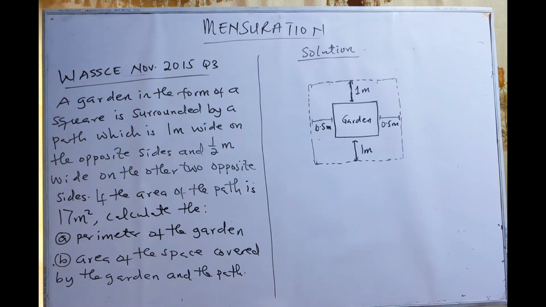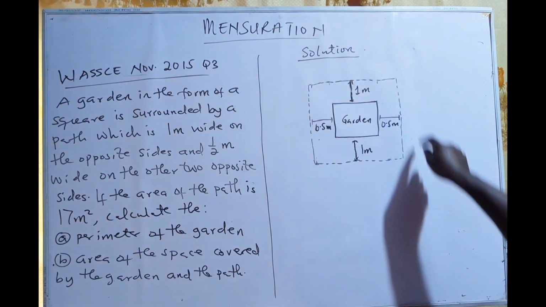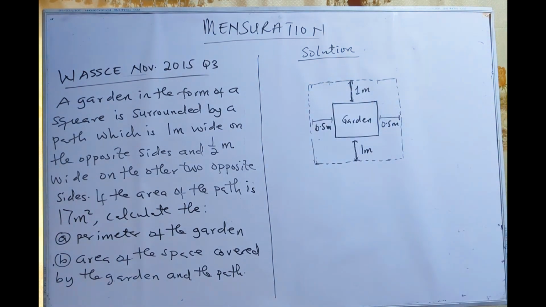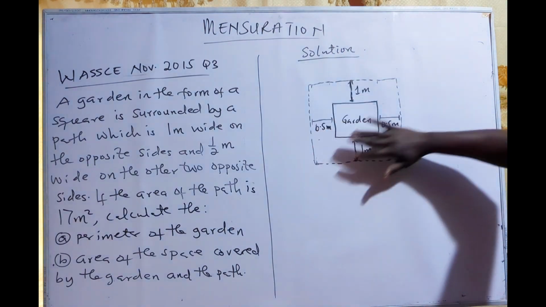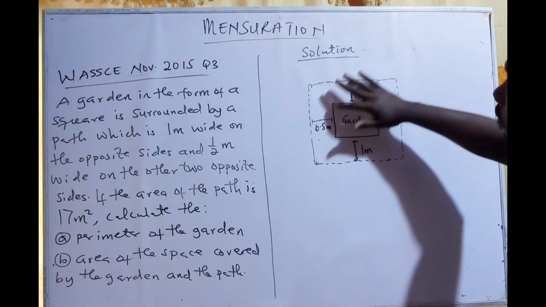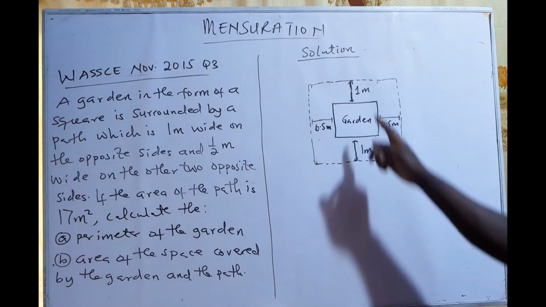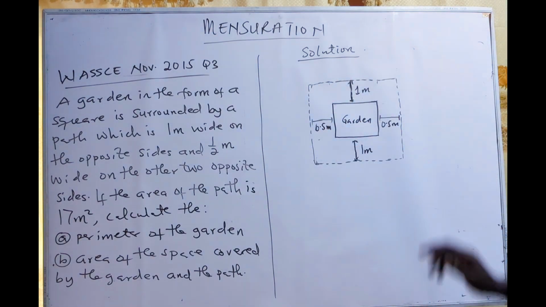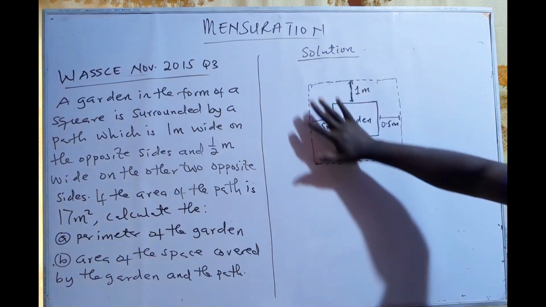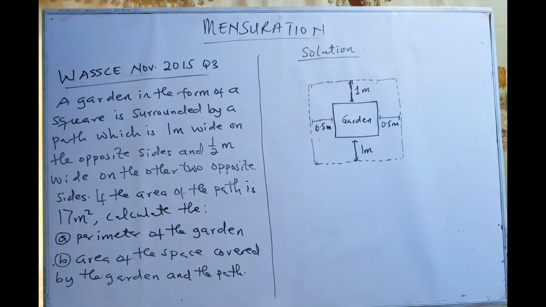And you see that the path has been in the shape of what? In the shape of a rectangle. We take the whole, because the whole of this will become a rectangle. Then we subtract the area of the square, the garden. Then that will give us the area of the path. But the path doesn't form a full rectangle. So we calculate the whole rectangle, then we take off the area of the garden.